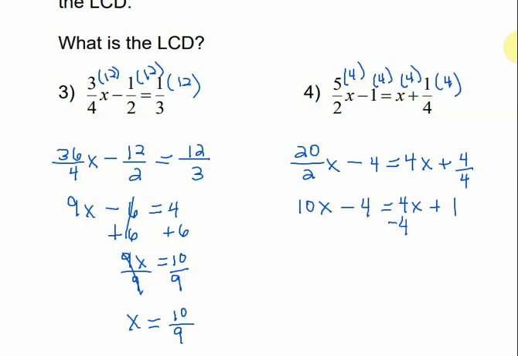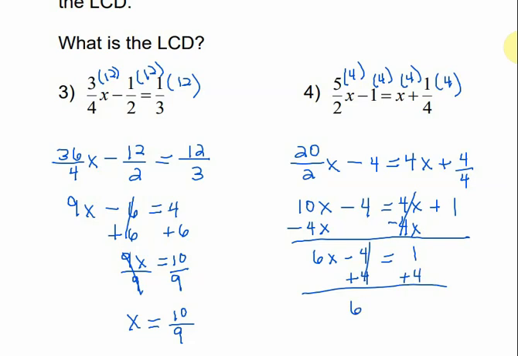I'm going to get my x's to one side and my stuff without x's to the other side. So this gives me 6x minus 4 equals 1. To move my 4 to the other side, I'm going to add 4. And that gives me 6x equals 5, and then I divide by 6, and my answer is 5/6.